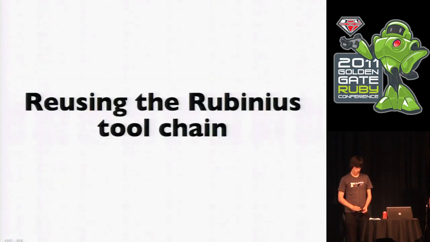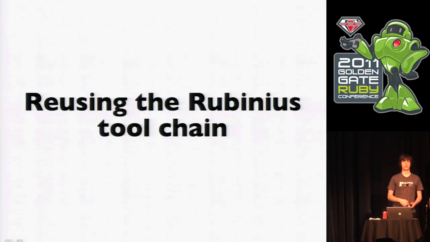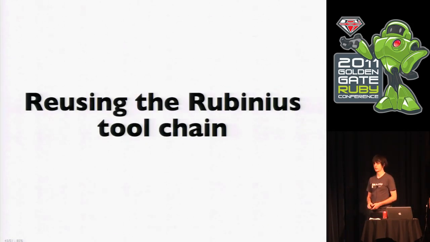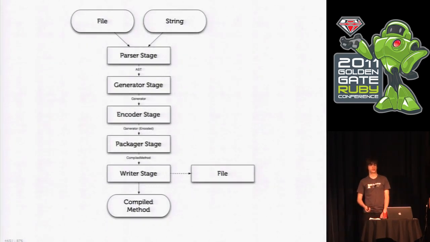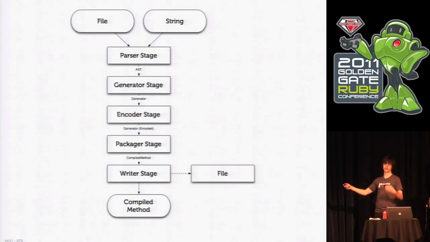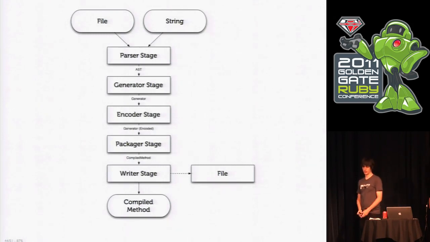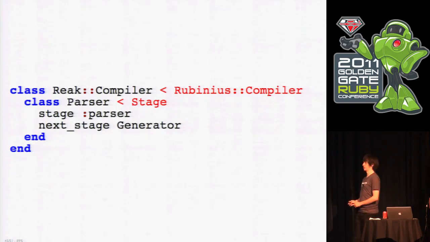Well, but we want to actually reuse as much as possible from the Rubinius toolchain. We don't want to go there and implement the bytecode for everything ourselves. I already told you that the Rubinius compiler is rather flexible, so since we only want to replace the parser, because bytecode generation for Ruby, the logic for that is kept in the AST nodes, let's just subclass the compiler and create our own parser stage.